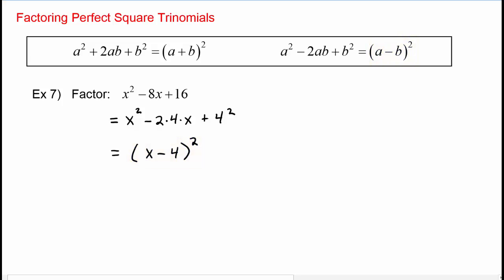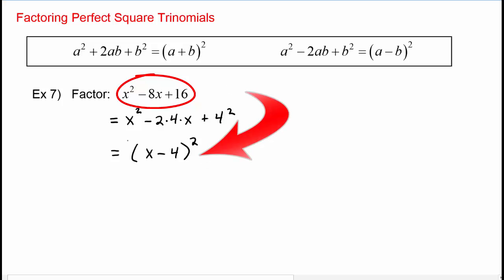Now, as you get better at this, you will get quicker at being able to go right from the perfect square trinomial immediately to the factoring.